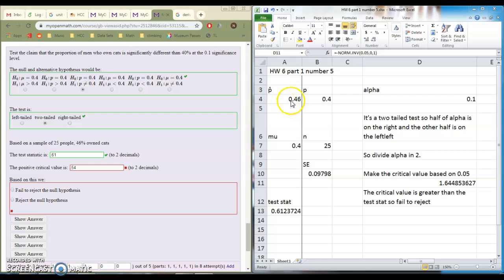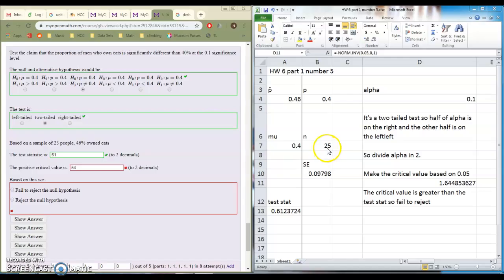Here's homework 6, part 1, number 5. Here is the population statistic, which is 0.46, right? Or sample statistic, I should say. Our population parameter is 0.4, or 40%. That's the same as our mean for this distribution.